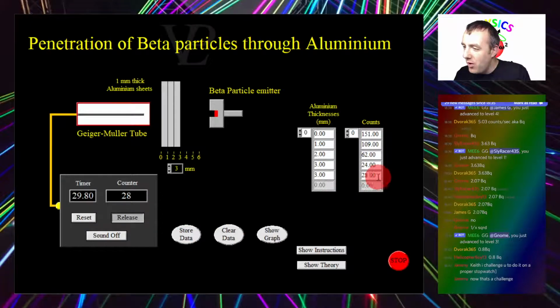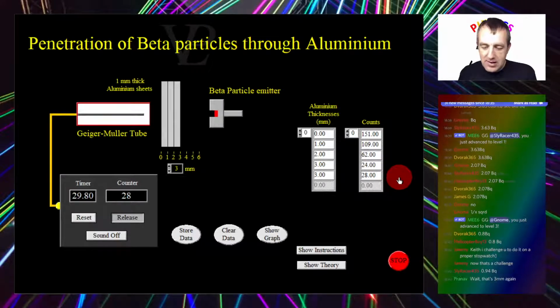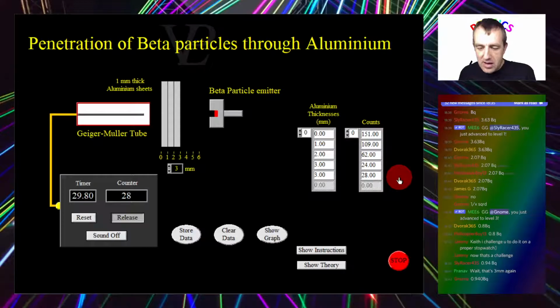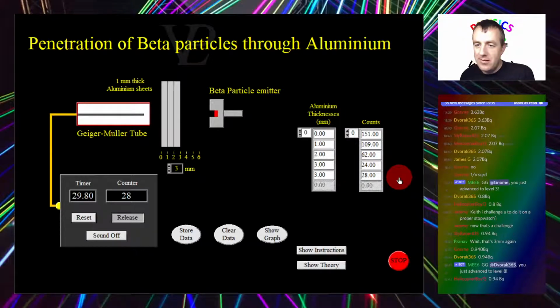I'll have to remember that that one there is not 28 divided by 30, which would give me 9.333 blah, blah, blah. It's 28 divided by 29.8, which gives me, to 2 significant figures, a different number. Oh, I'm so upset with myself. So upset.